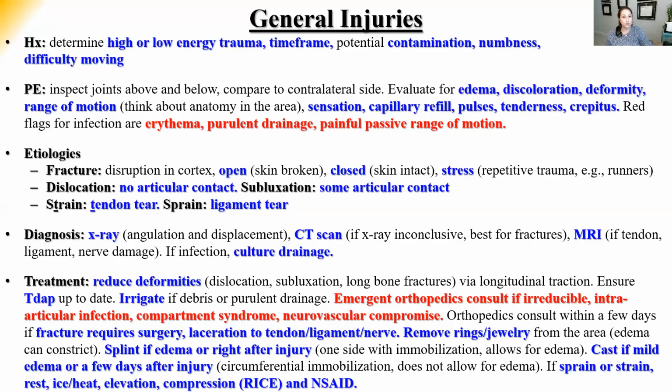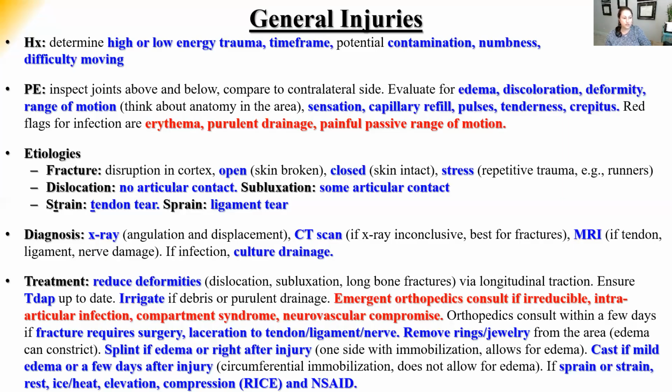If the patient has a trauma to their extremities, you want to remove any rings or jewelry in the area, because edema can constrict that area and cause ischemia. If it's right after the injury or they're very swollen, you want to splint, because a splint only has one side of immobilization and it allows for edema and can prevent compartment syndrome. If they have mild edema or if it's been a few days after the injury, you can cast them. That's a circumferential immobilization and it does not allow for edema. So we want to make sure their edema is under control before we do that.